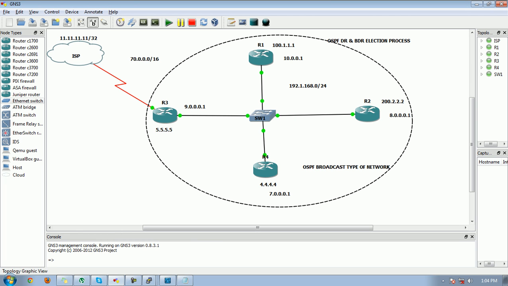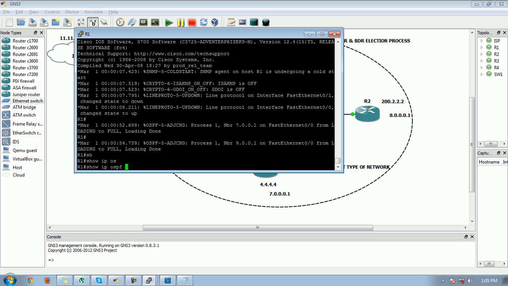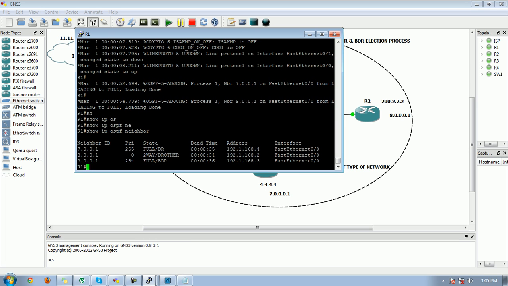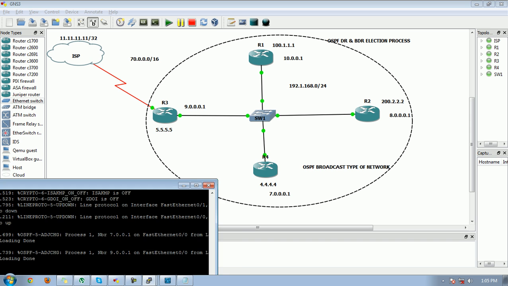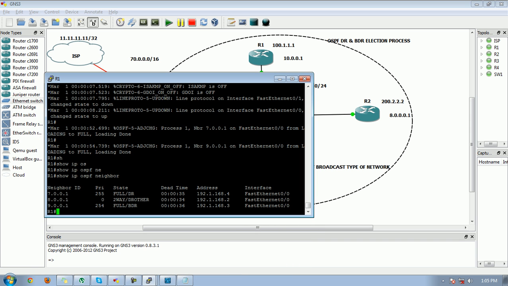Now let's see what happens. Let's see now. I'll go to R1, show IP OSPF neighbor. See, now it's proper. Here's my DR and here's my BDR. Got it? Any doubt? Clear?